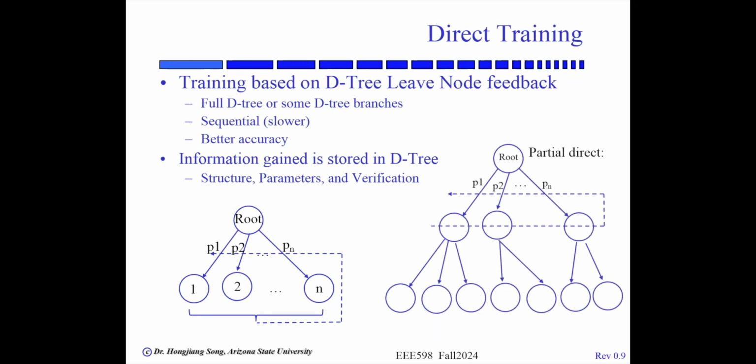Some of the training could be partial. That means you are not relying on the final node of the decision tree, but you are doing it partially. So you can do a local training.